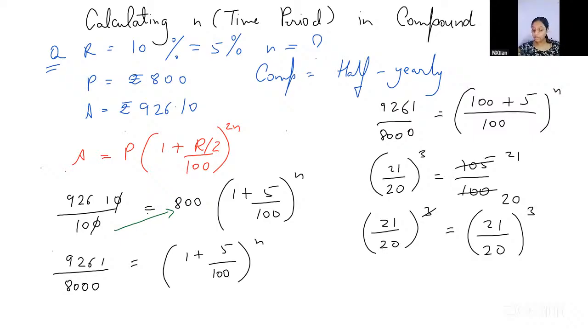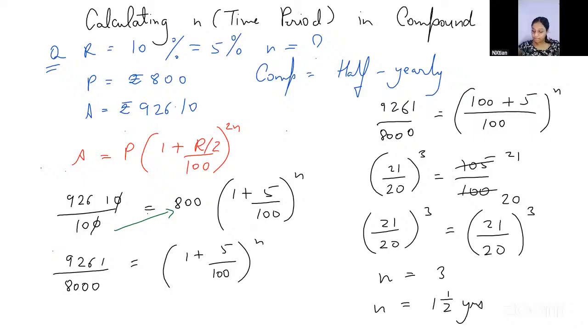The n also becomes cube. Ma'am, this is similar to calculating rate. Yes, this is similar. Now ma'am, 2n, because it is half yearly, n is 1.5 years.